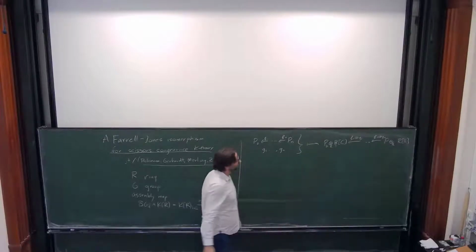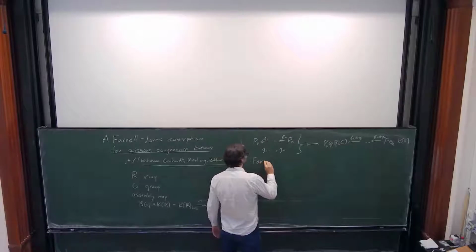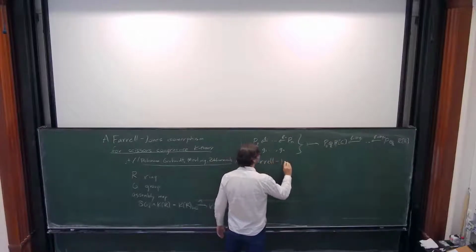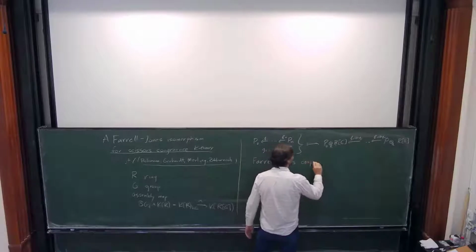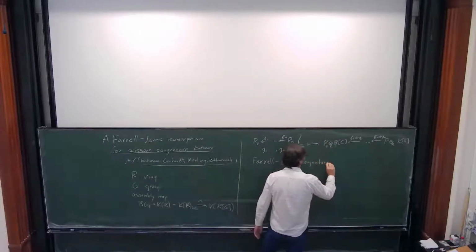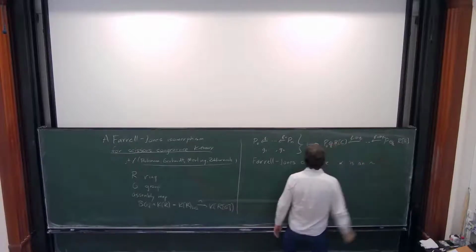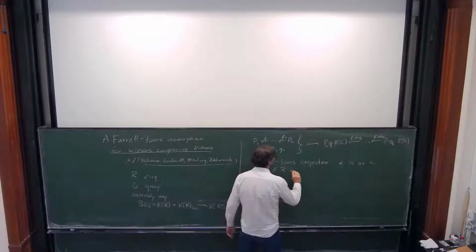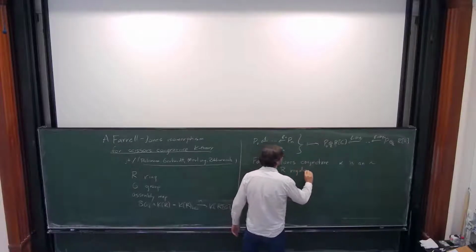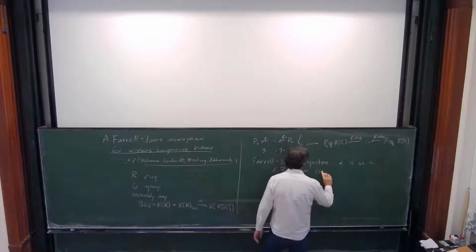Okay, so there's this famous conjecture, the Farrell-Jones conjecture, which you've maybe heard of before if you're around here: that this assembly map is an equivalence, if, say, R is regular and G is torsion-free. If G is not torsion-free, then there's a fancier form of the conjecture.